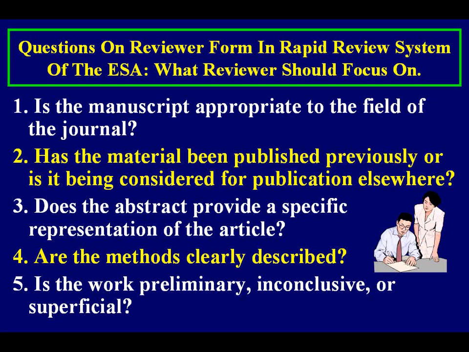Number 3, does the abstract provide a specific representation of the article? An abstract is kind of the cliff notes of the manuscript. It should designate why, how the study was done, and also highlighting the definitive conclusions. If it's not standalone, that may be something you have to address in your review. Number 4, are the methods clearly described? Remember, the materials and methods are like a cookbook where you can go back, follow exactly what the author did, and get similar results. If that can't be accomplished, you may want to make note of that. Number 5, is the work preliminary, inconclusive, or superficial?